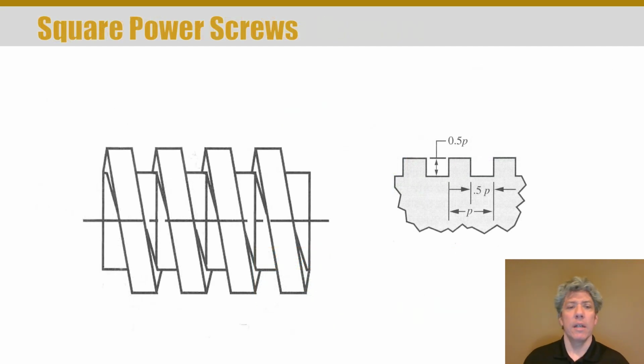So anyway, linear motion elements. Let's talk about square power screws, and they're called square power screws because of the thread form itself. And so you'll see the pitch there, the distance between adjacent threads on the same helix, and that the standard size, as far as the width and the depth goes, is half of the pitch.